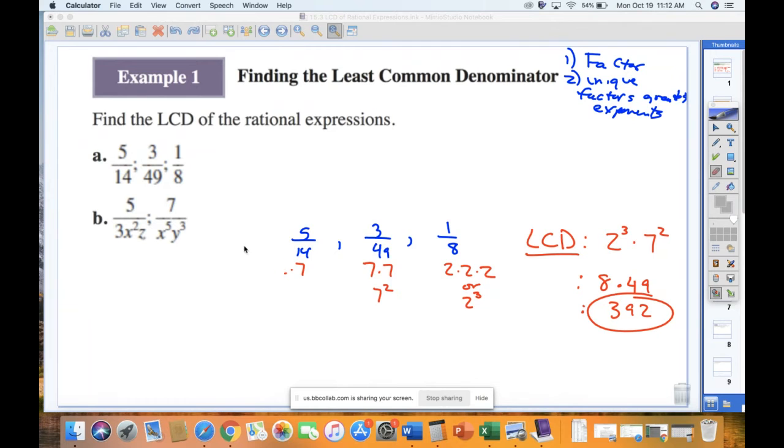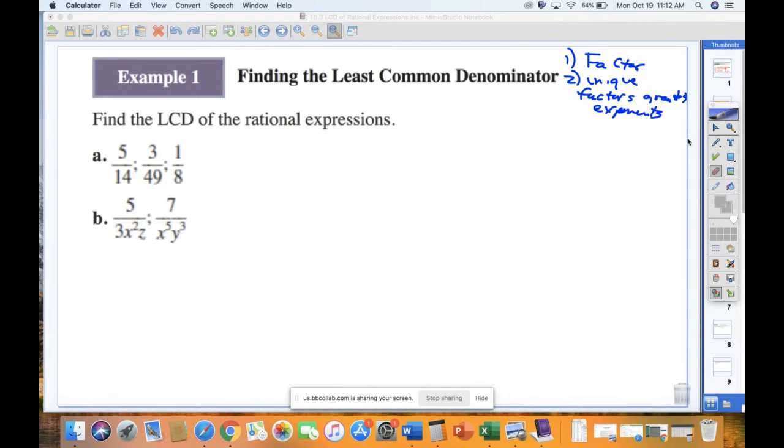All right, let's look at B. I know it looks different when we do this process with digits and letters, but it's the same process. B says 5 over 3x squared z, and 7 over x to the 5th, y to the 3rd. Now, this is already factored. We already have this factored.